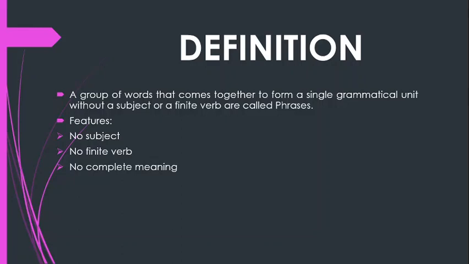So finite verbs are those verbs which are limited by these aspects, time and number, namely. On the other hand, infinite verbs are those which are not limited by any such aspects. So a phrase may contain infinite or non-finite verbs, but it will never contain any finite verb. Then there is no complete meaning, obviously, and they are usually part of a clause or a sentence. As you can see, a clause itself can act as a complete sentence. Now let's talk about some examples.